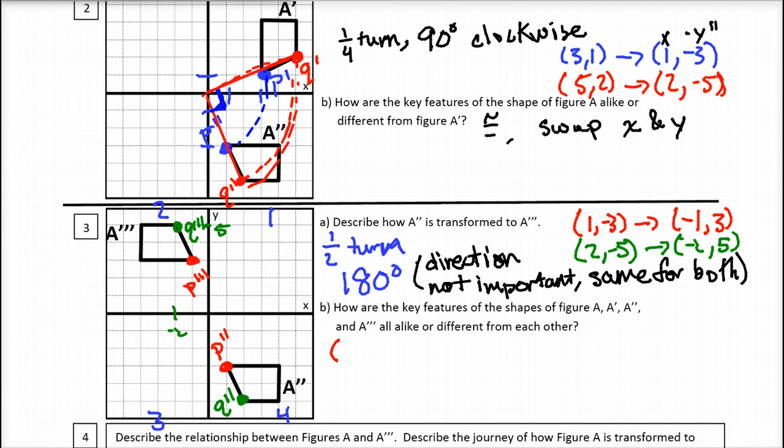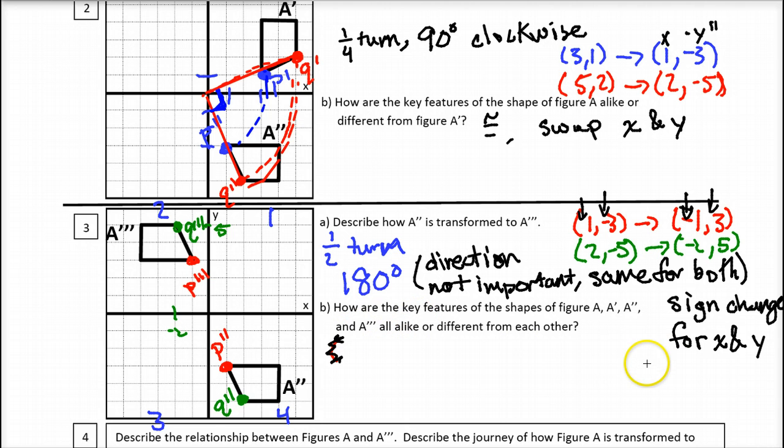So this is way different. The numbers are kind of the same, but one time it's negative, then the other time it's positive, and one time it's positive, and then the other time it's negative. So what do you call that? How do you call it when that symbol out front changes? That's the sign, actually. So we could say the sign changes for x and y, for both. Excellent. All right, how are the key features of shapes A prime, A double prime, A triple prime all alike or different from each other?